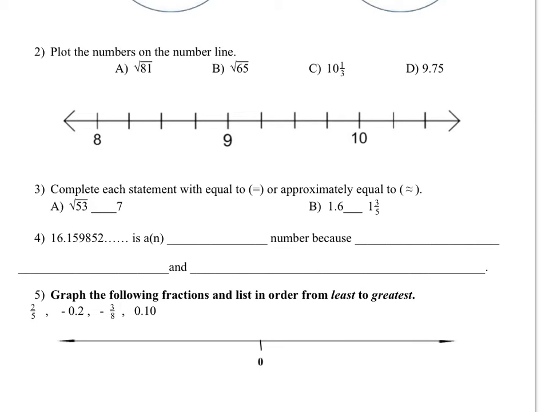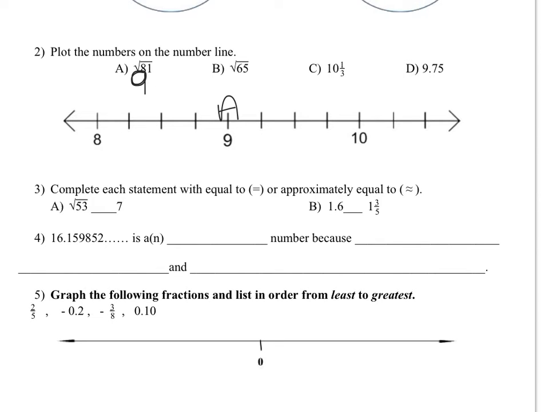Then you are asked to plot the numbers on the number line. This is a lot easier when you have your calculator to use. Square root of 81, what times itself is 81? Well, it is 9. So your A goes right on top of 9.